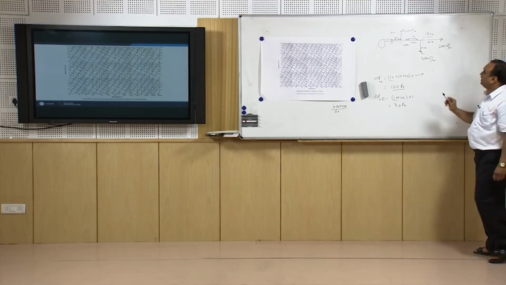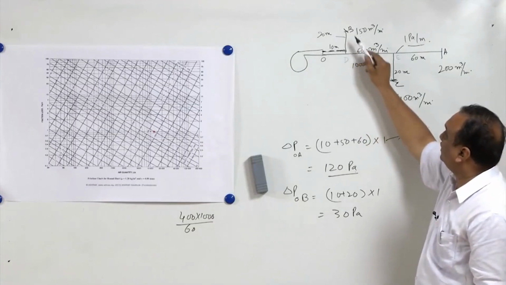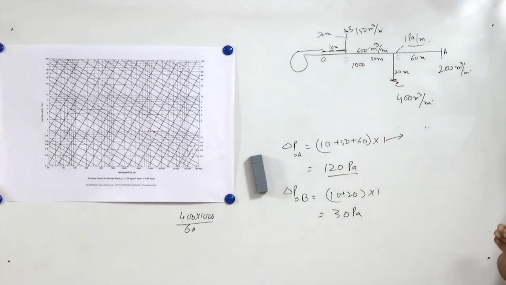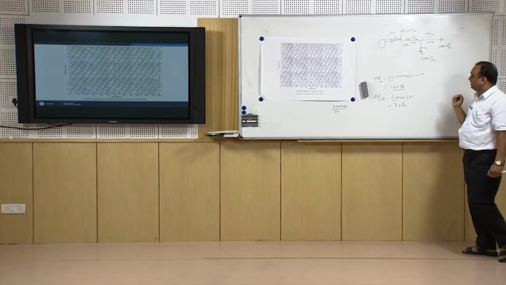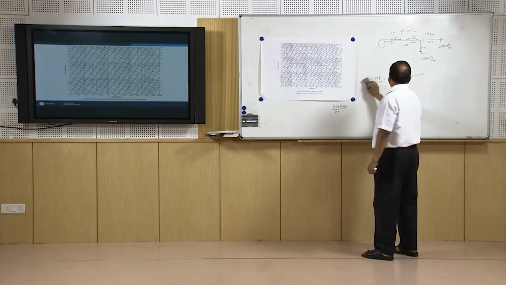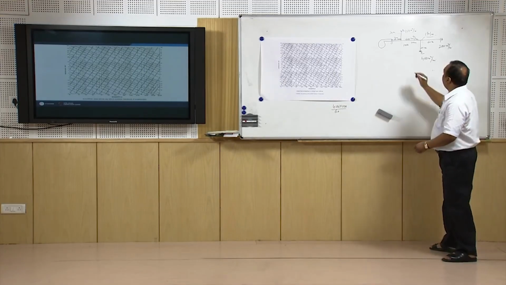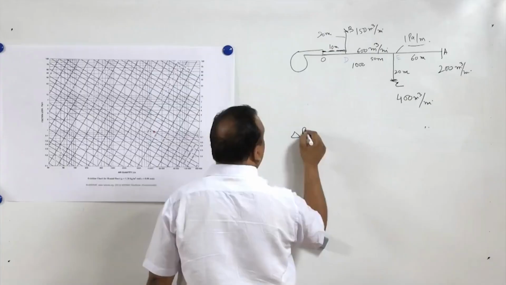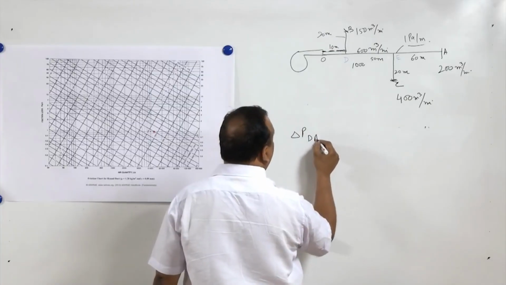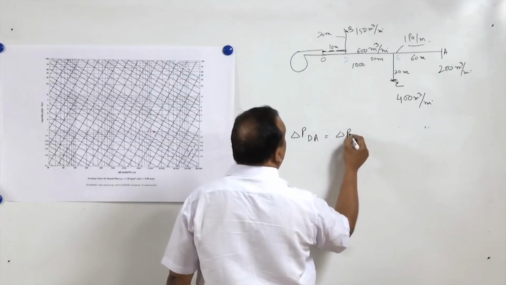Otherwise, what is going to happen? Most of the air will be short circuited. Now we can make the circuit damper free. How can we do that? We can do that if we assume that delta P between dA is equal to delta P between dB.